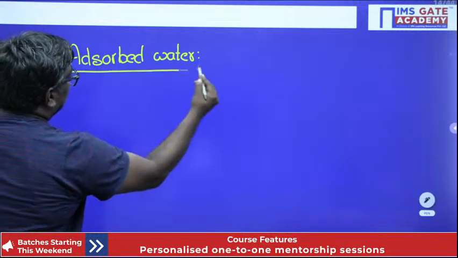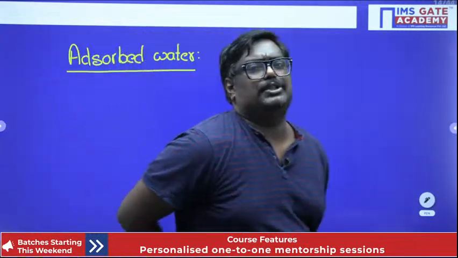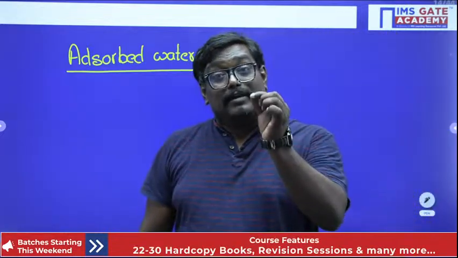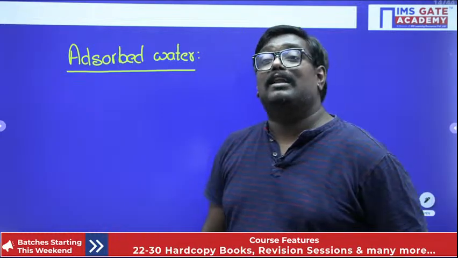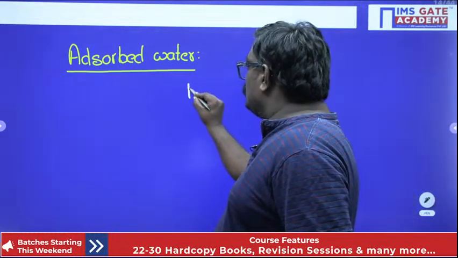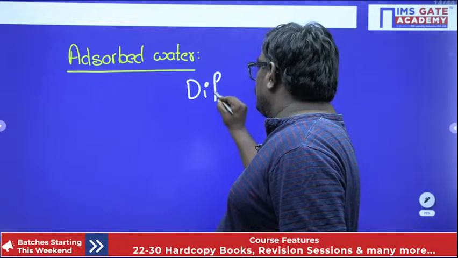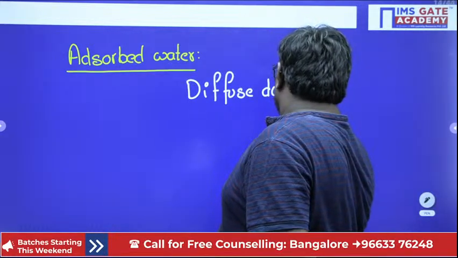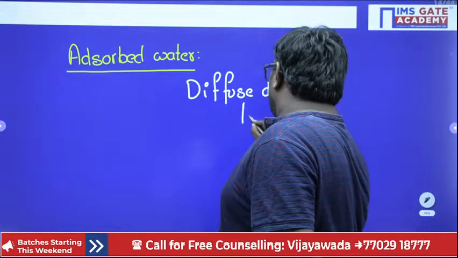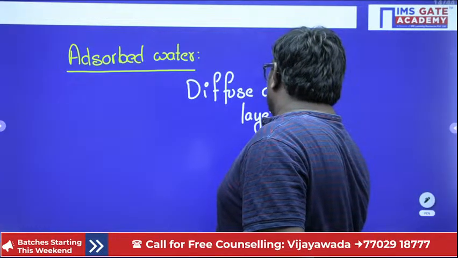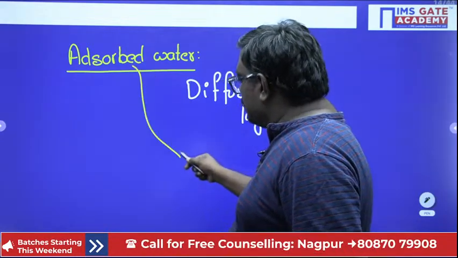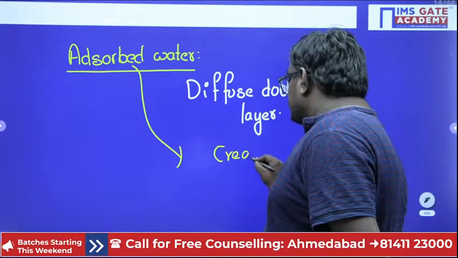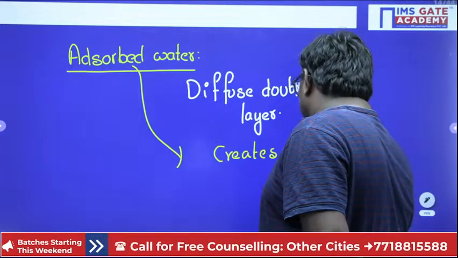Now here, what is adsorbed water? I told you already, my dear students. When I talk about soil structure, I told you, the water held due to electrical forces, the water held in the zone of diffuse double layer is known as adsorbed water. And remember, adsorbed water will create plasticity.